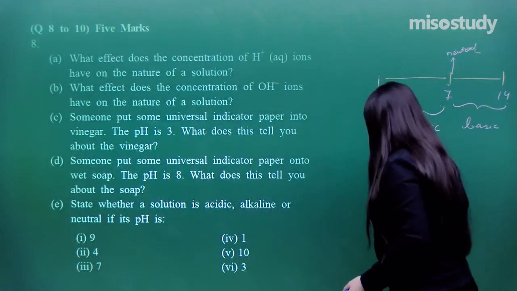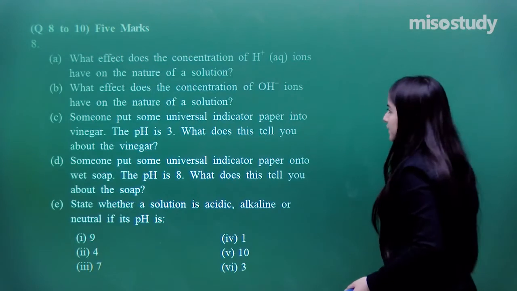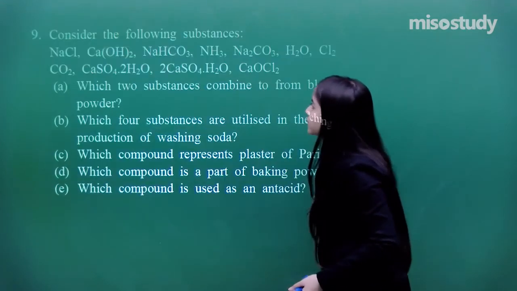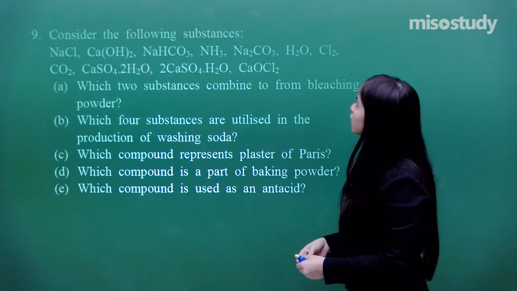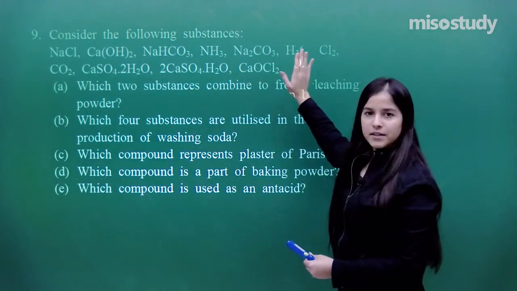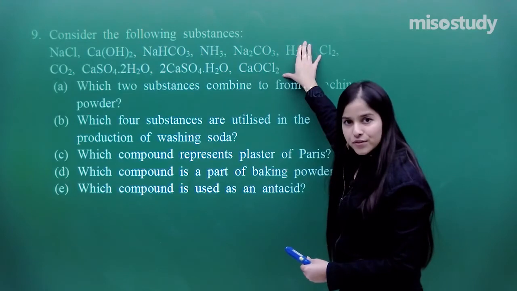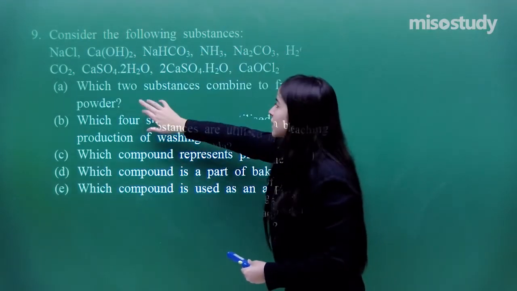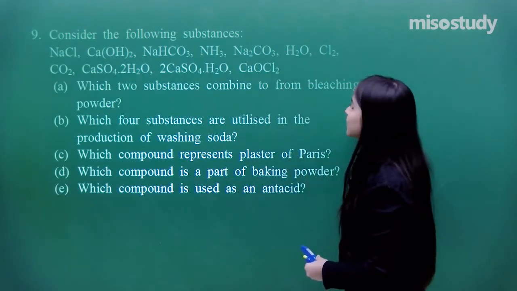Okay, so coming on to question number 9, what do I have? Now, consider the following substances. All of these substances have been given, which you see over here. All of them would be familiar to you, yes? Now, what they are asking is, which 2 substances combine to form bleaching powder?